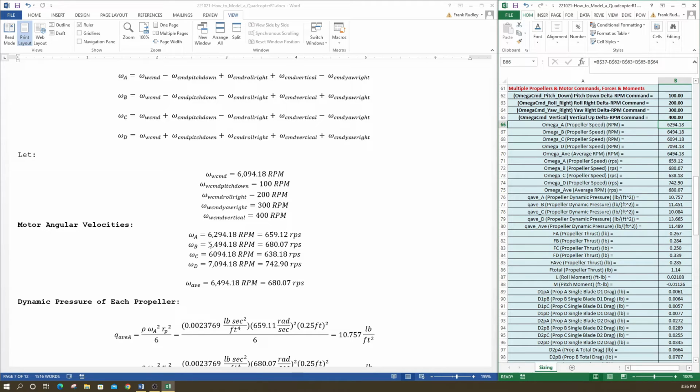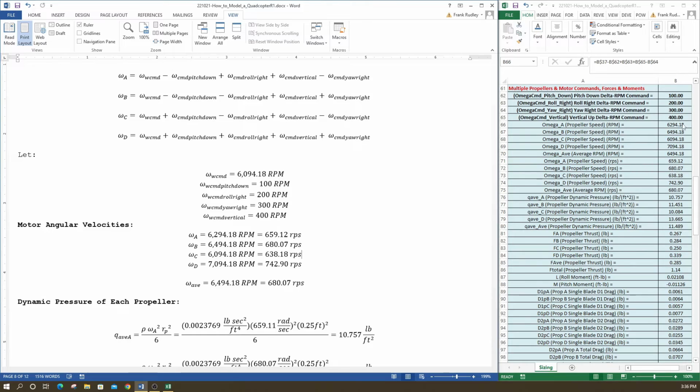So now our omega A is this RPM, omega B is this RPM, omega C is this RPM. And here we'll put the comma in there. And this omega D is this RPM. So I'm going to save that. And this is our average RPM over here. So the average should be what's required to lift the weight of the aircraft.